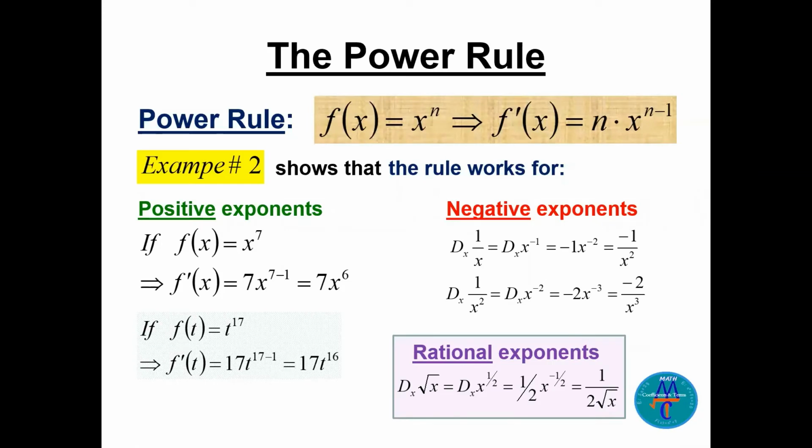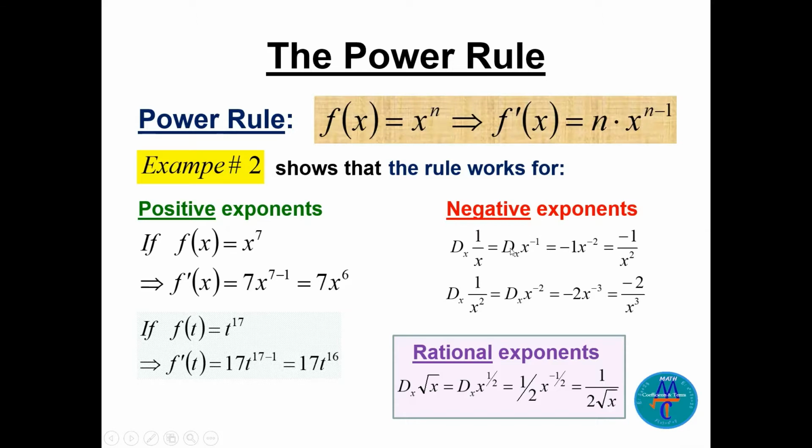Now, the power rule is one of the most important rules in differentiation. If f of x is equal to x to the power n, then the derivative f prime will be n times x to the power n minus 1. Just remember that. Whatever the power is, we can have positive exponents, and we can apply it to x to the power 7, or t to the power 17: bring it down, 17 times t to the power 16.